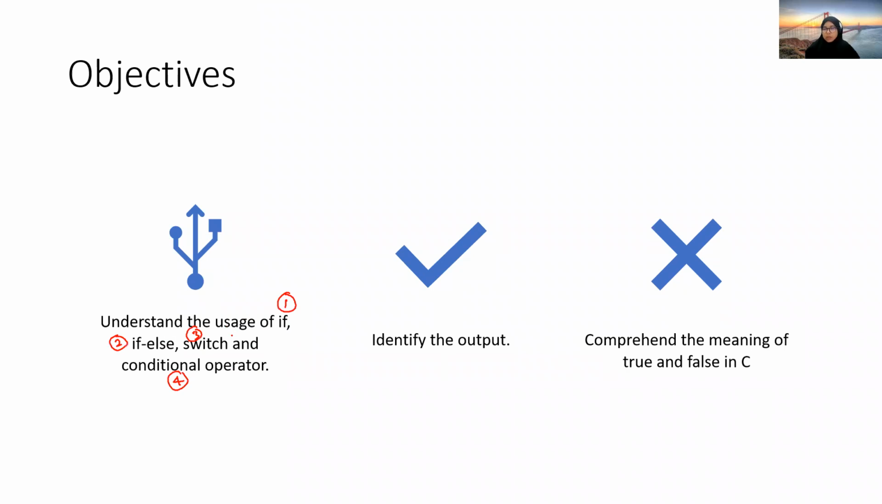After you understand the usage of it, you need to identify the output. Yes, you can use C programming, but identify the output for small programming sentences before you go on to the bigger, longer expressions and statements. And you need to understand the meaning of true or false in C.